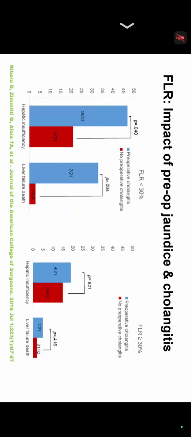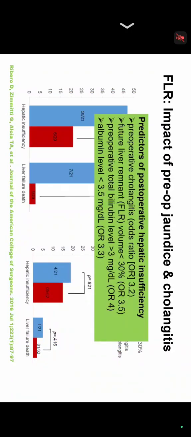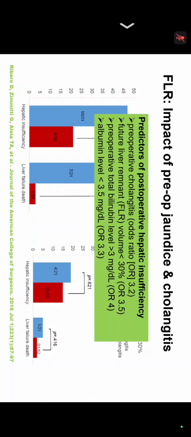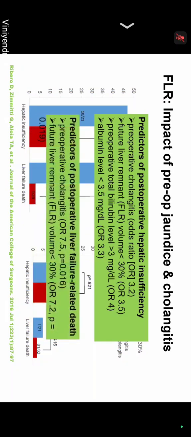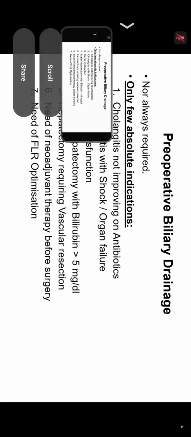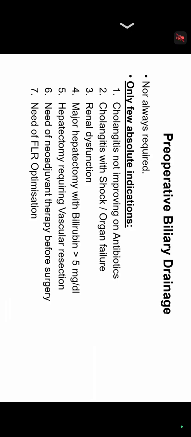Okay. Now last bit, this is about jaundice and cholangitis. These are associated with increased postoperative hepatic insufficiency, especially if you have a remnant of less than 30%. So if you have a perioperative bilirubin level of more than 3 and a remnant of less than 30%, there is increased risk of mortality associated with it. And so it is always good, if you're planning to do a major liver resection, that you should drain. Not always, but in a given case, if the remnant is less than 30%, you should drain.